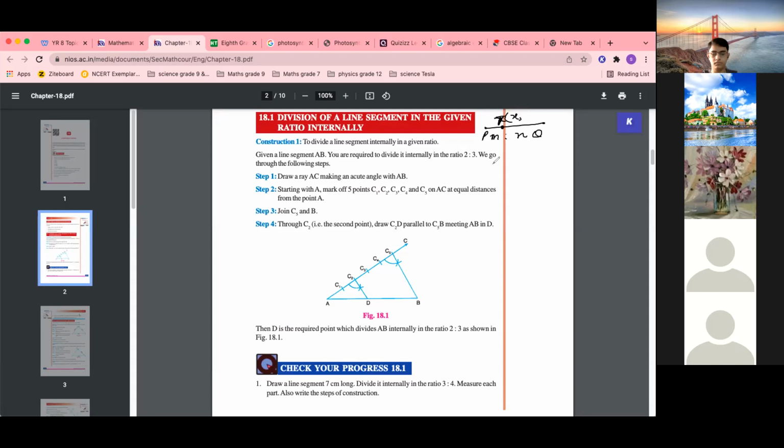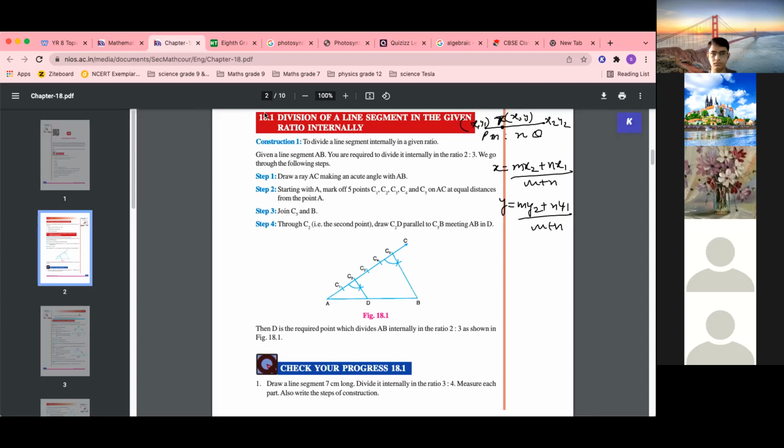In coordinate geometry, if this is x2, y2 coordinates, and this is x1, y1 coordinate, then the formula is mx2 plus n x1 divided by m plus n. Or if you are taking m1, m2, so m1 x2 plus m2 x1 upon m1 plus m2, and y is equal to same way m y2 plus n y1. This was coordinate geometry that we have already done.